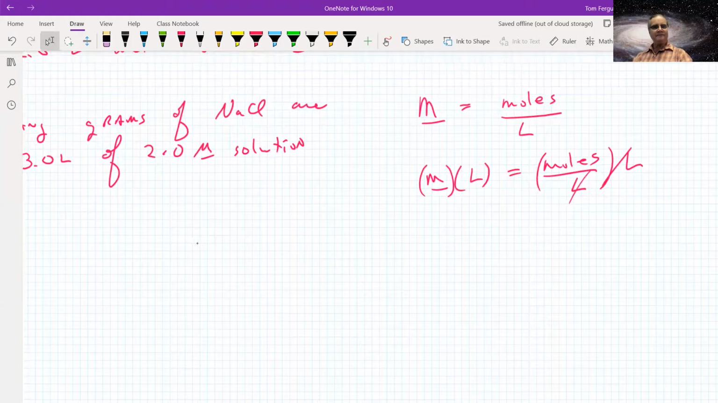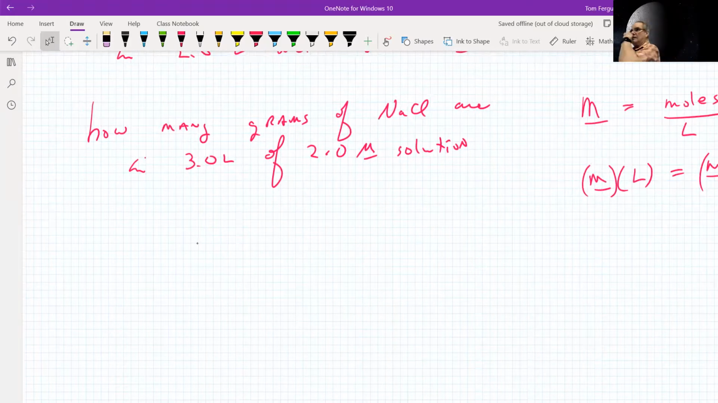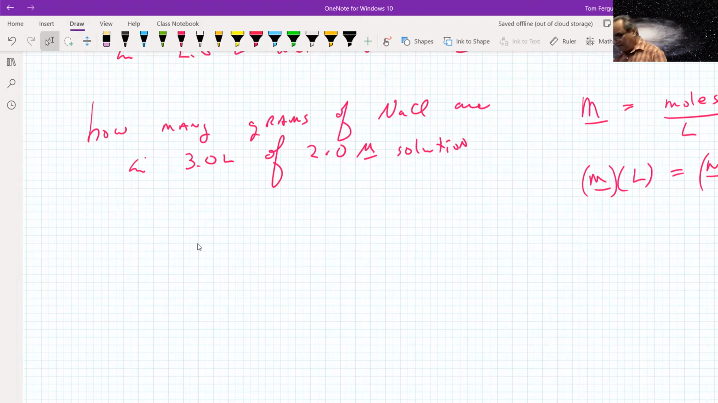Okay, so let's go back to here. This is going to be a 2-step problem. Conceptually, you can put it all in one step. Think of it as 2 problems. First is get moles. We're going to get moles by taking the 2.0 molarity times the 3 liters.